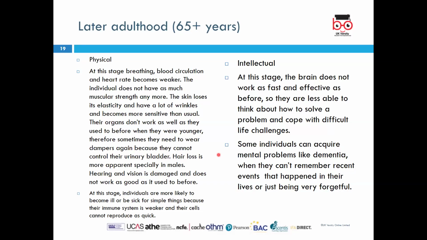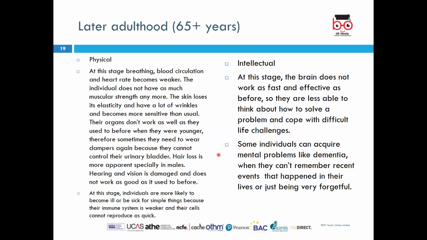Hair loss, which you cannot help, is more apparent in males. Hearing and vision loss, you can't help it either. And intellectually, at this stage, the brain does not work as fast and effective as before. They're less able to think about how to solve problems and cope with difficult life situations.